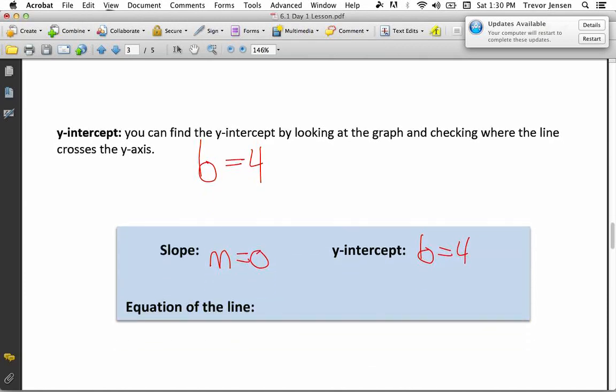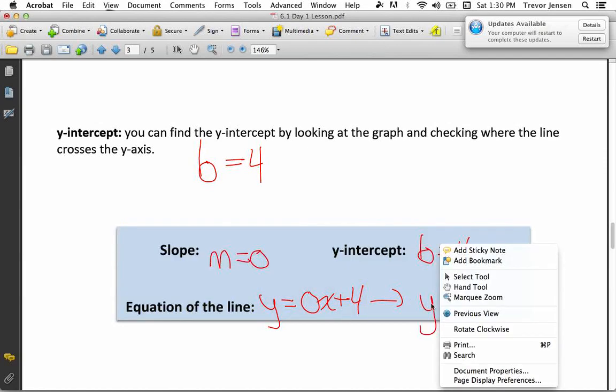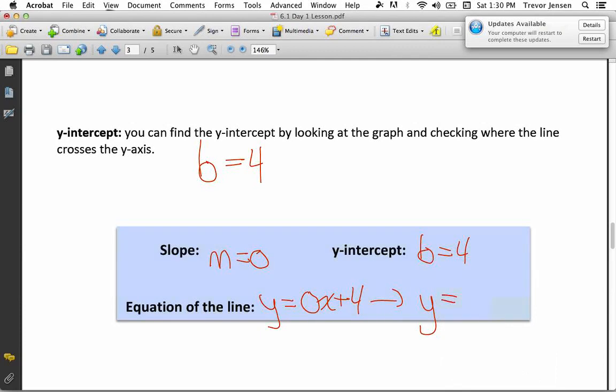The equation of the line is y equals mx plus b. Plug in for m and b, so y equals 0x plus 4. What's 0 times x? 0 times x is 0, so the x is gone. So I should write this equation as y equals... 0 times x is 0, so all I'm left with is the 4. y equals 4 is the equation of this horizontal line.